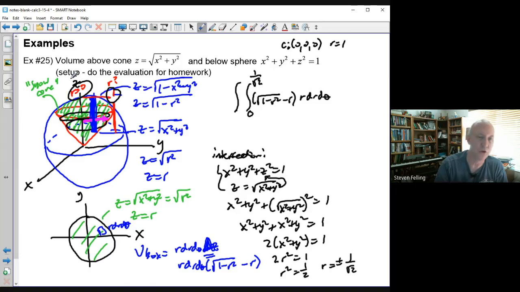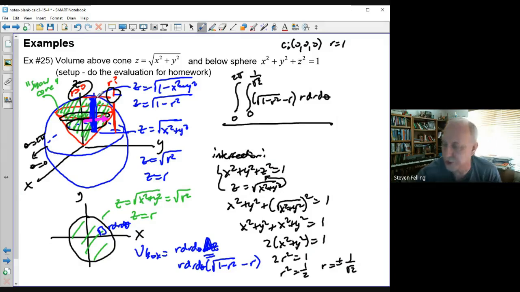And then to cover all the way around, we're going to go from theta equals 0 all the way around back again until theta equals 2 pi. So from 0 to 2 pi. Here's the setup that would be required to find the volume in that snow cone shape.